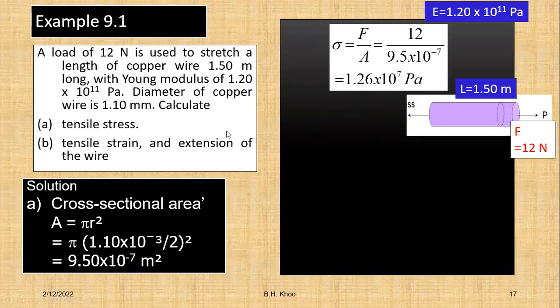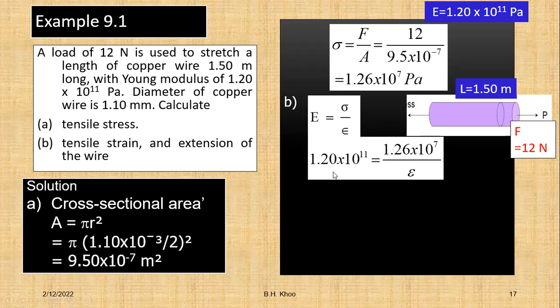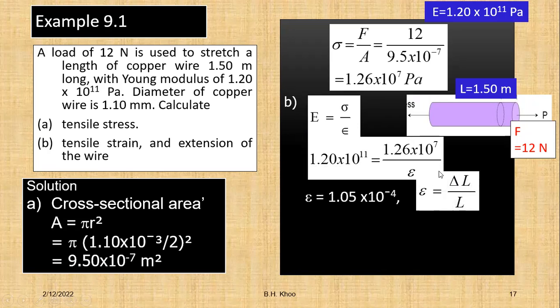Tensile strain: no extension is given, only original length. So we have to go another way to calculate. Formula: stress over strain. From there we can put our E there, put our stress there, and calculate our epsilon. And know that our epsilon is equal to that. So now we can calculate our extension. Put in our value of epsilon. Delta L is what we're going to calculate. L is 1.5.